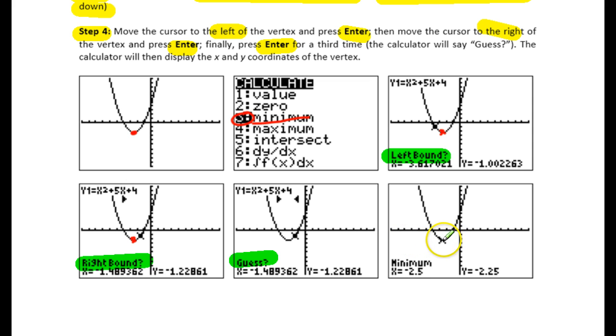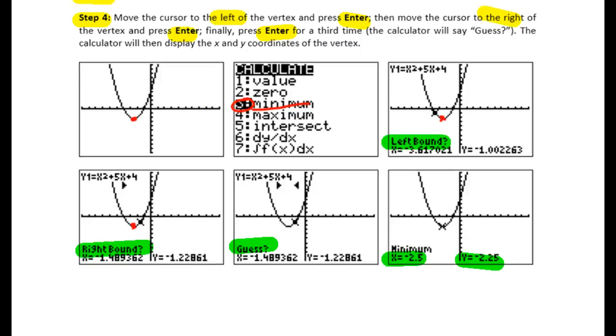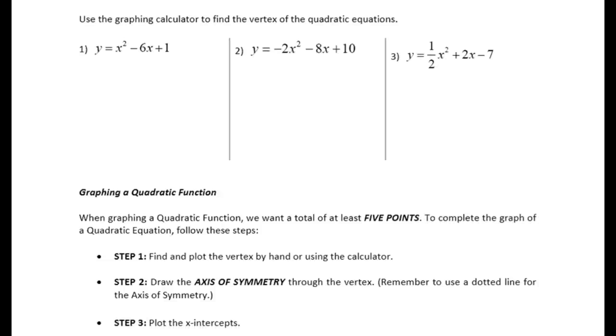See, now it goes directly to that tip and it tells you the vertex is at negative 2.5, negative 2.25. Okay? So that's basically how we use our calculator to find our vertex. Alright, so let's practice a couple of these here. Okay? So once again, just using our graphing calculator.